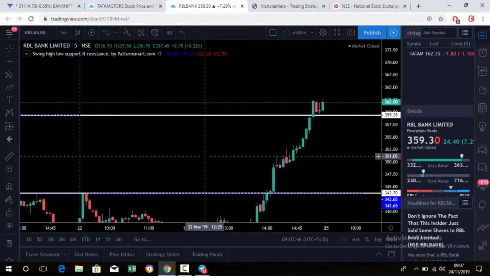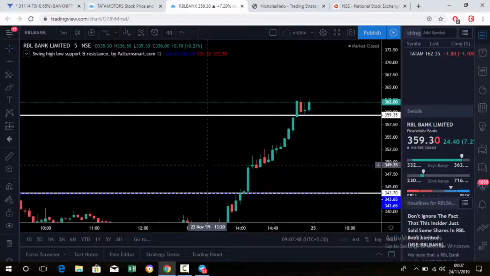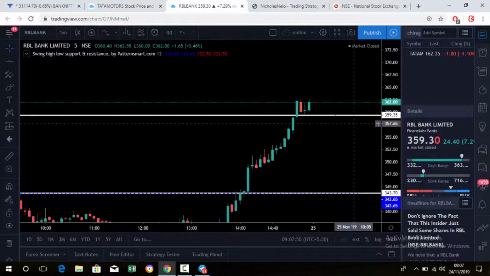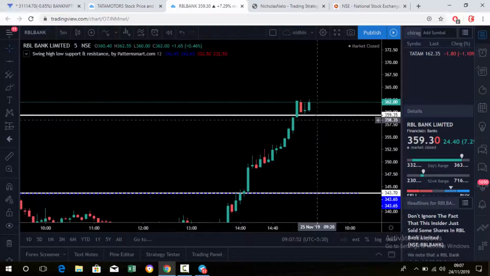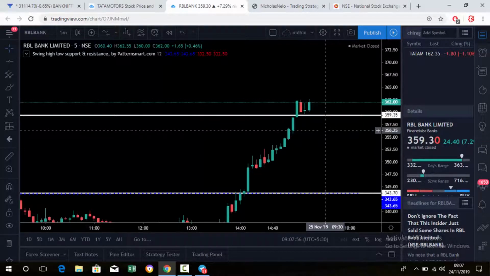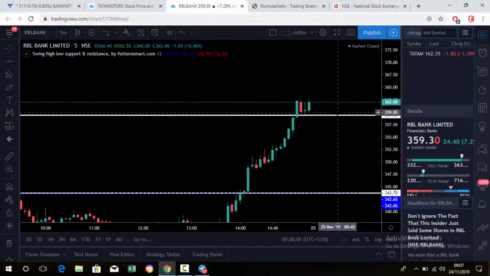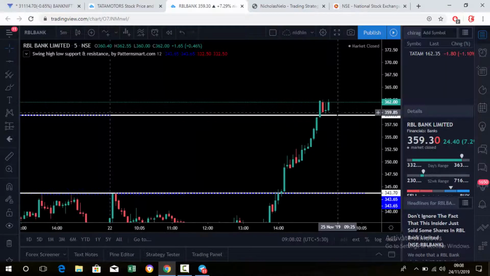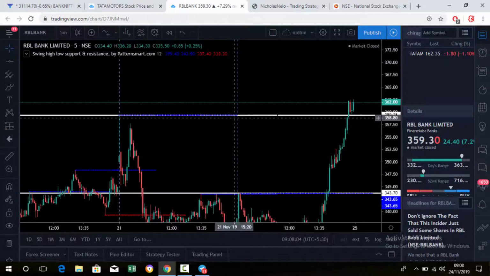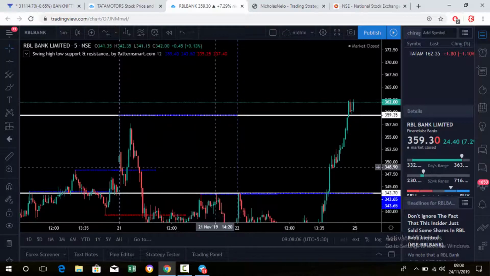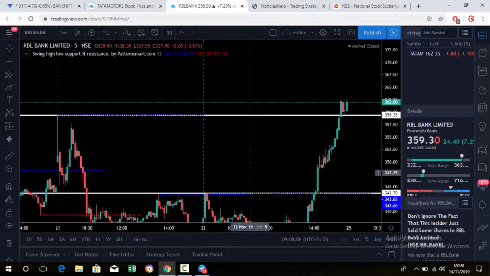And tomorrow, the strategy is very simple, you already know about it. If the candle closes below, you can go for sell, and if the candle closes above, once it breaks, and if it again moves up and closes above the level, you can go for buy. These are the recent swing levels, high and low.